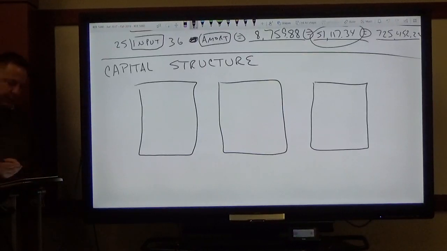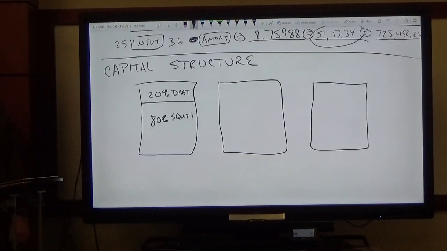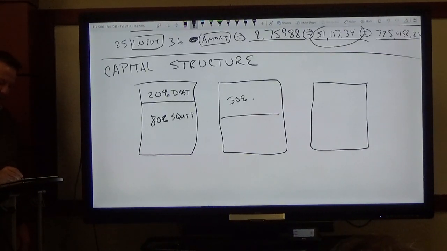And so, the normal sort of capital stack might be 20% debt, 80% equity. Okay? And for most commercial deals, that's probably going to be reasonably accurate. You might see 70-30 or 60-40, but normally, that is kind of the norm. Now, we could also very easily see a 50-50.